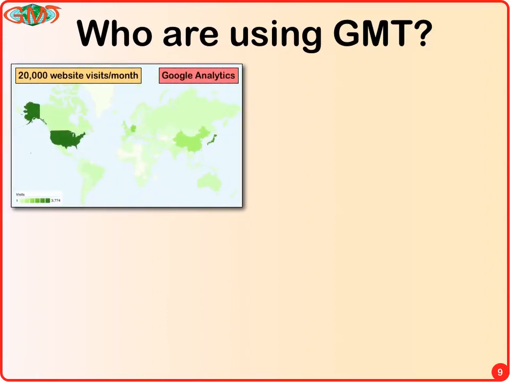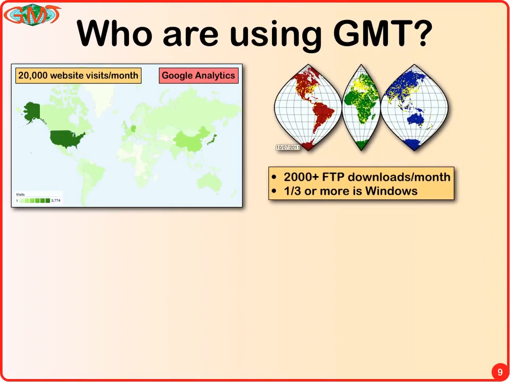As far as downloading the code, we see over 2,000 individual FTP downloads per month. About a third seems to be Windows. And it's a little tricky to figure out, because we offer both 32 and 64-bit Windows installers, and some people get both. But based on the browser statistics, it seems like Windows is about a third, Macs are about a fifth, and the rest are Linux, Solaris, other things. That's our best guess.